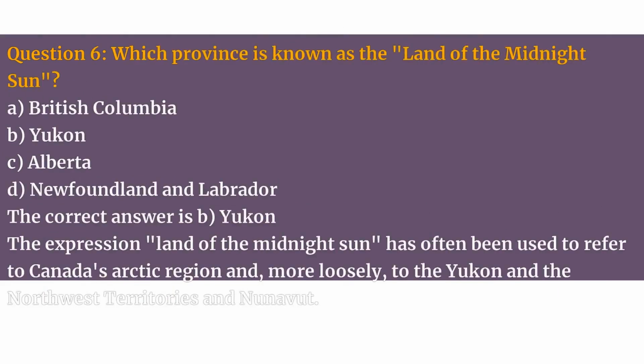Question 6. Which province is known as the Land of the Midnight Sun? A. British Columbia. B. Yukon. C. Alberta. D. Newfoundland and Labrador. The correct answer is B. Yukon. The expression Land of the Midnight Sun has often been used to refer to Canada's Arctic region, and more loosely to the Yukon and the Northwest Territories and Nunavut.